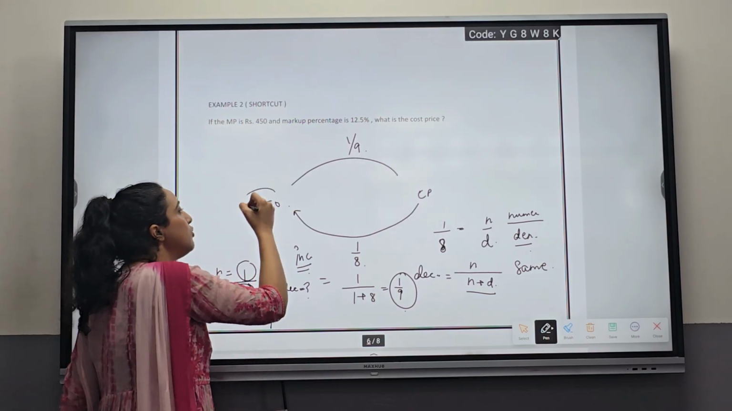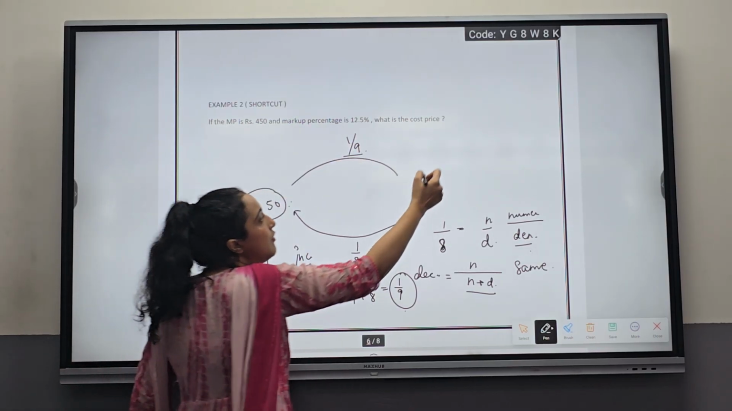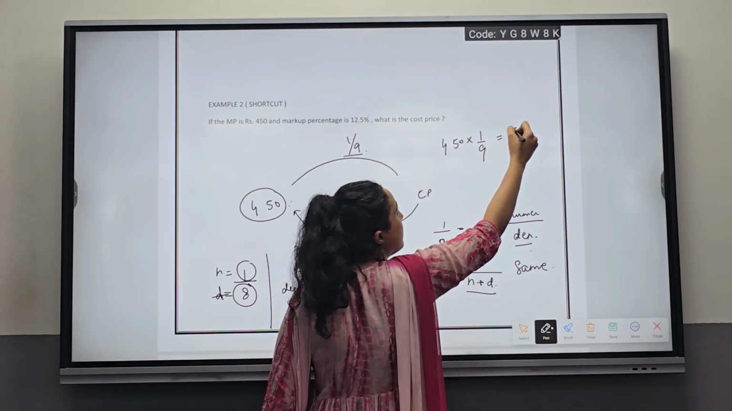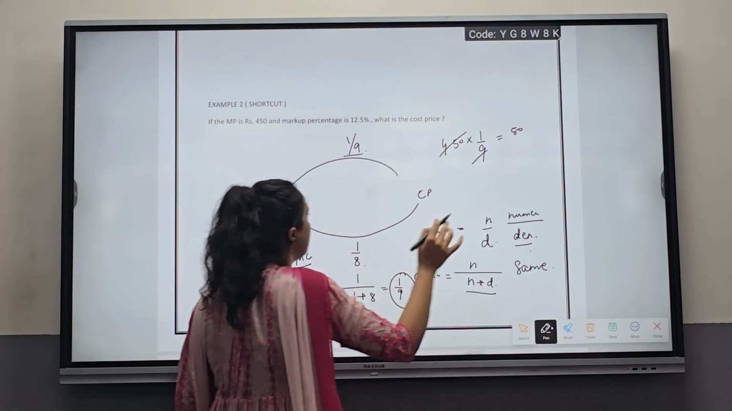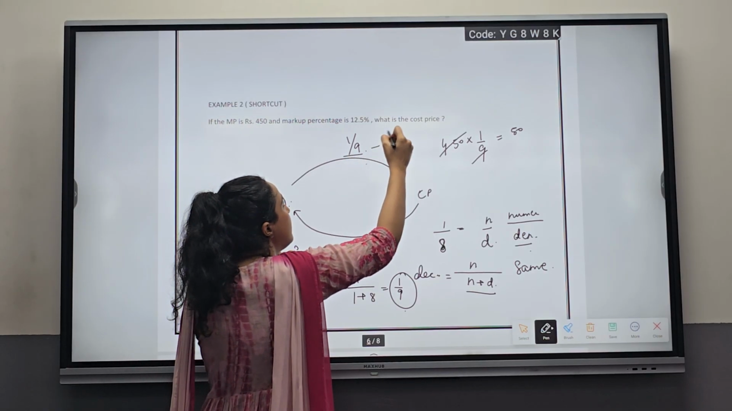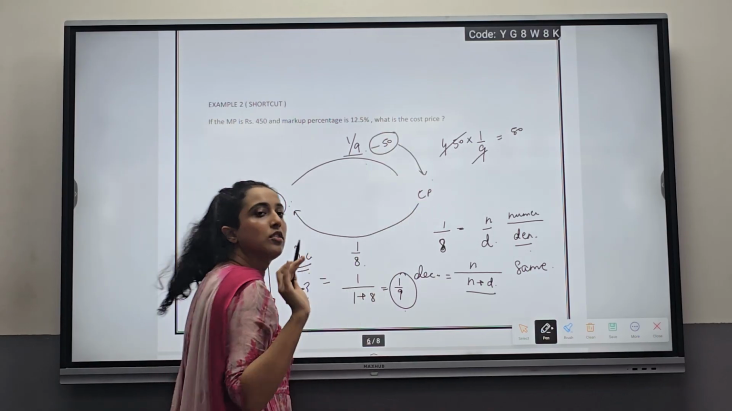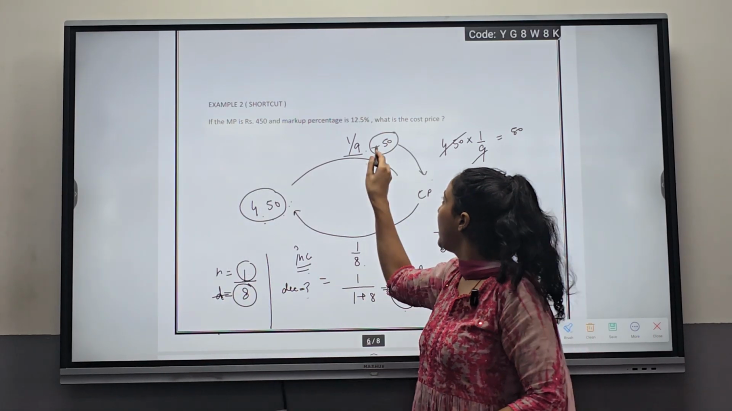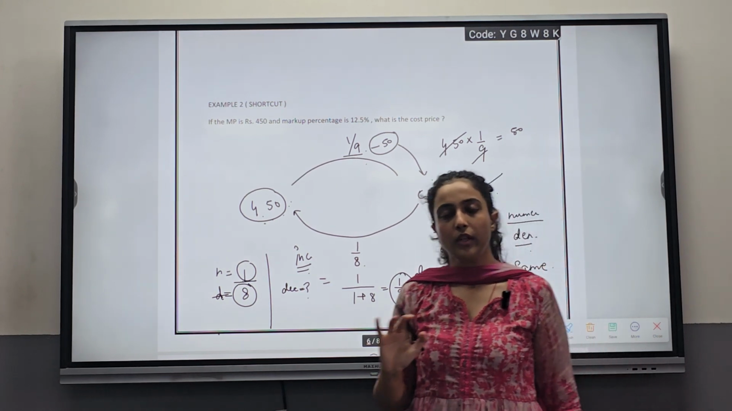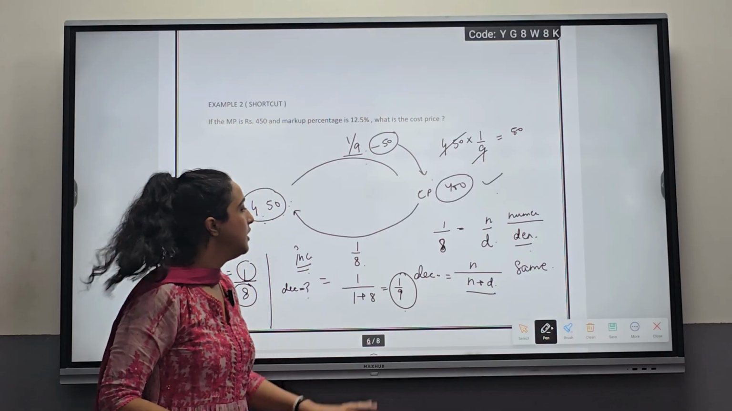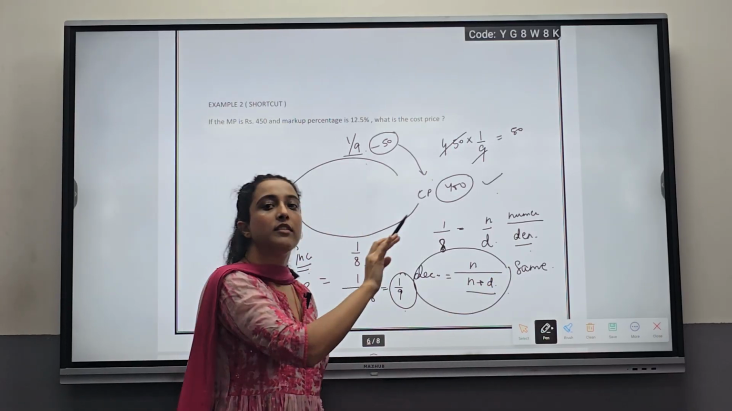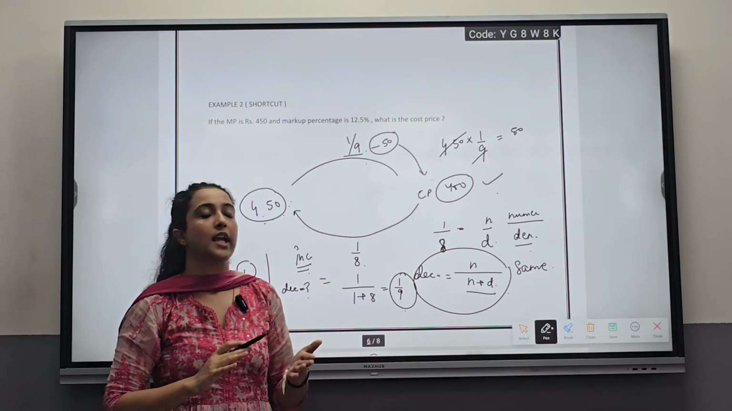Now, reduce 450 by 1 by 9. 1 by 9 of 450 is what? 50 rupees, right? This means you have to reduce 450 by 50 rupees to get to the cost price. So 450 minus 50, 400 will be your answer. Okay, understood? Once you understand this concept, the question in itself is very easy. The only part was understanding the concept.